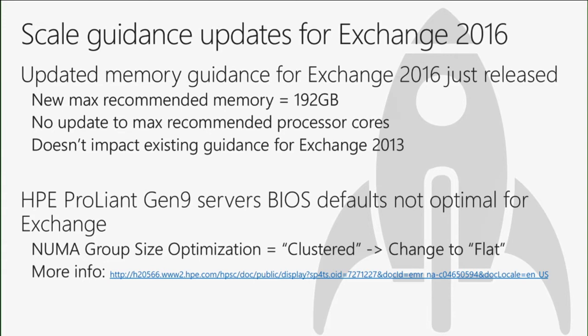Unfortunately, there's a side effect for workloads that don't really fall into that bucket. One of those would be Exchange. Out of the box, Gen 9 servers with their default BIOS setting for NUMA group size optimization will actually see half of the physical processor cores that are available on the box. So you won't be able to take advantage of all the processor cores that you've purchased. If you happen to be deploying this hardware, just be aware of this.